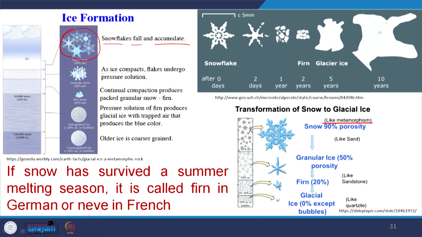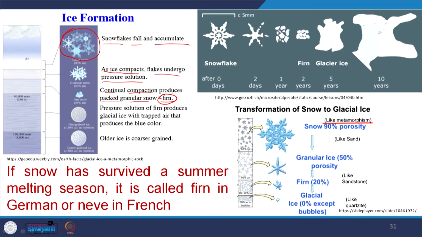As the ice compacts, flakes undergo pressure solution. Then continual compaction produces packed granular slough, that is called firn. So, as we accumulate more and more snow there, gradually we create some pressure solution through which the crystal structure deforms, and we make it more and more granular, and finally we convert it to firn.